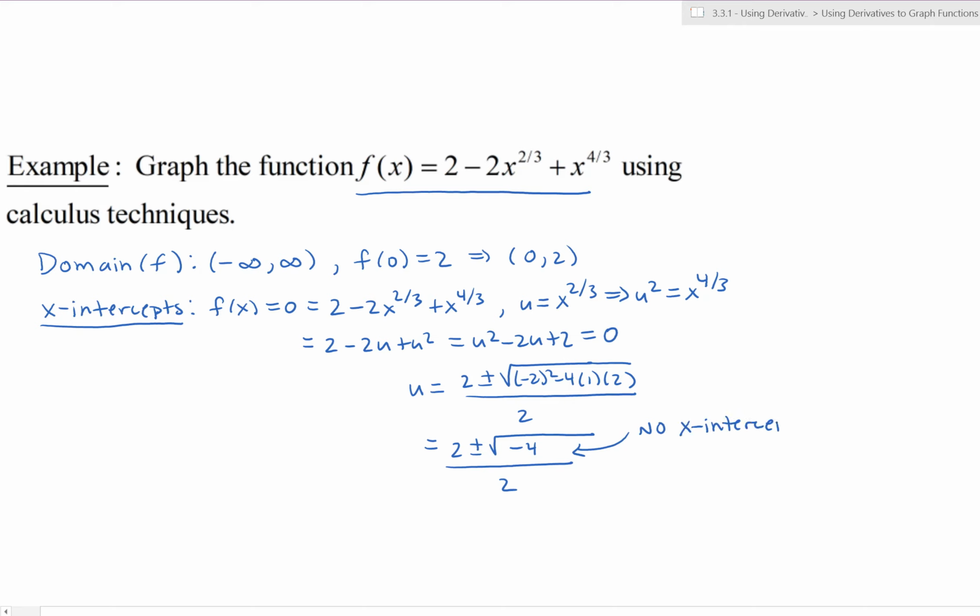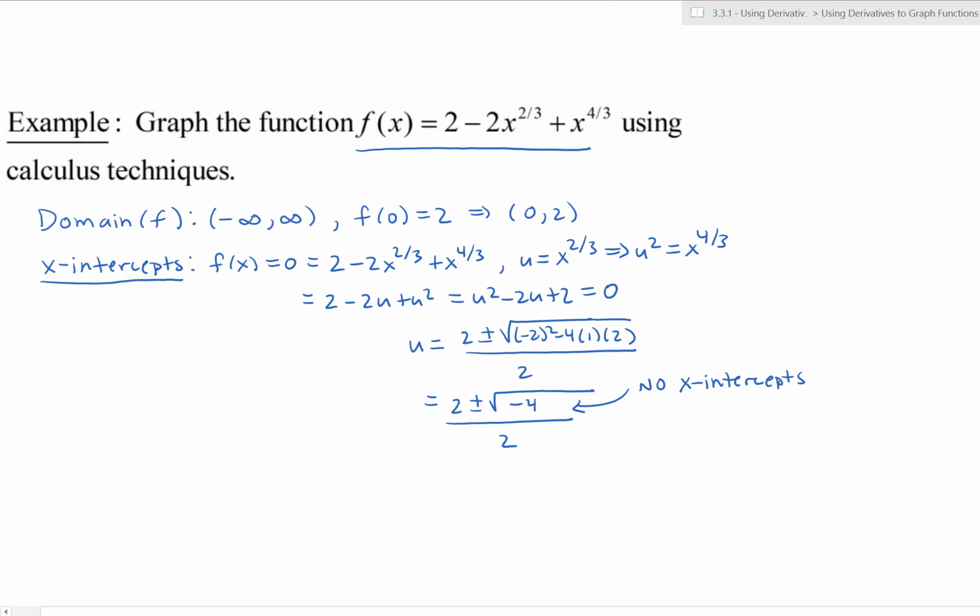So that negative radicand tells us that there are no x-intercepts. Because if there were, then there would be some solutions here for u, but there are not. So this function never crosses the x-axis, and that's okay. So far we got the domain is all real numbers. This function has a y-intercept at (0, 2), and there are no x-intercepts.